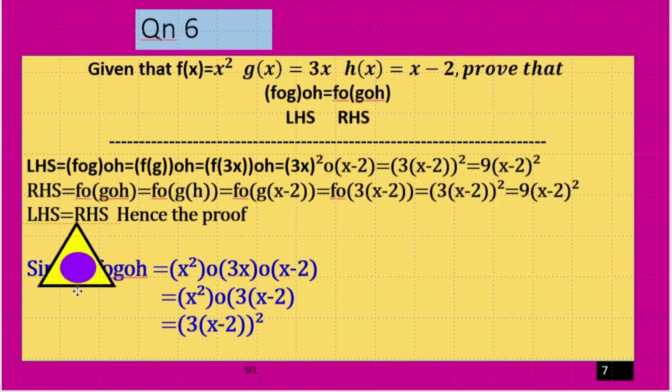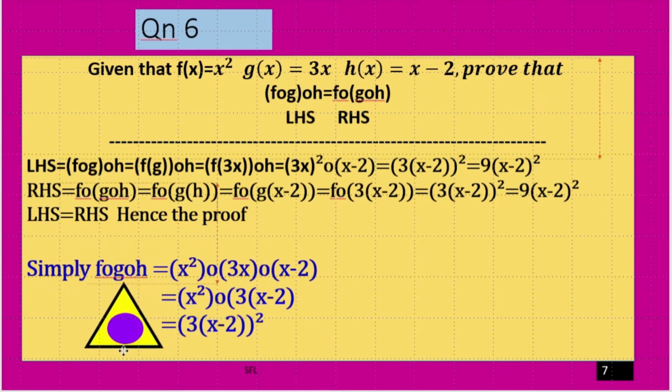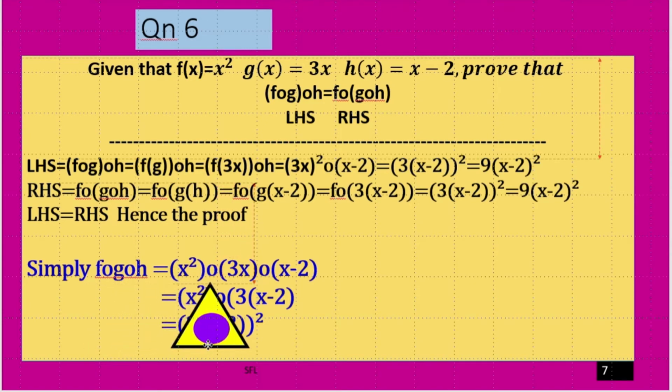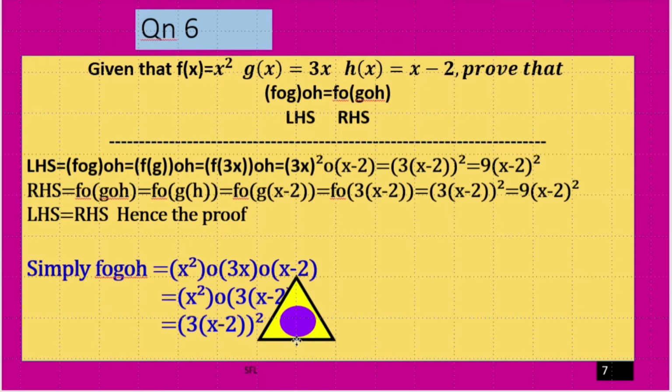Therefore, LHS equals RHS, hence the proof. Simply, fog of x is x square plus 3x plus x minus 2. Now x minus 2 will replace x in this. Then the entire 3 into x minus 2 will replace x in the left side: 3 into x minus 2 whole square.